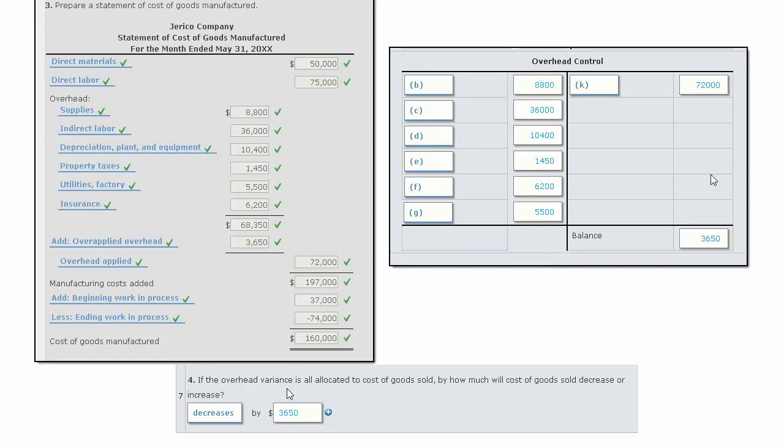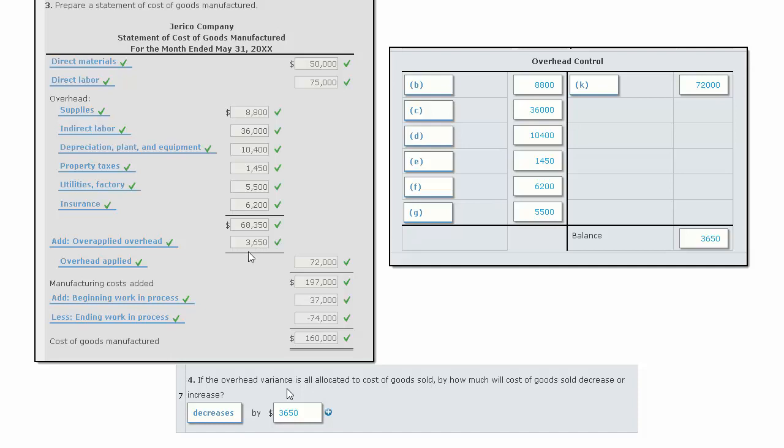All right. Now next at the bottom of the screen, we tackle the last part of this question, which asked us to come up with whether it increased or decreased and by how much. And here's the question. If the overhead variance is all allocated to cost of goods sold, by how much will cost of goods sold decrease or increase? And that's that 3,650, the over-applied amount.